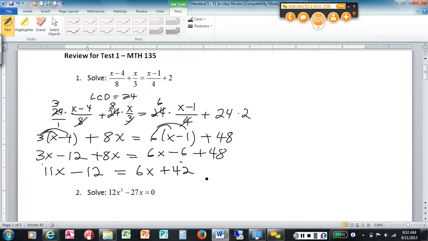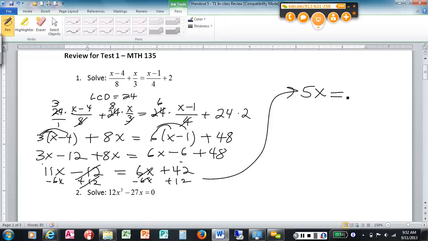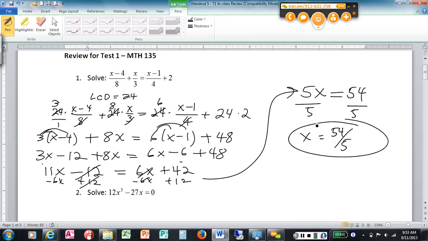And then just get the x's on one side, subtract the 6x, and add the 12. I'm going to go ahead and do that together. So that gives me 11x minus 6x would be 5x. 12 minus 12 is gone. 6x minus 6x, so 5x equals 54, would it be? And then divide off the 5. Okay? Question? Concern about any of that? Look okay? So far, so good.